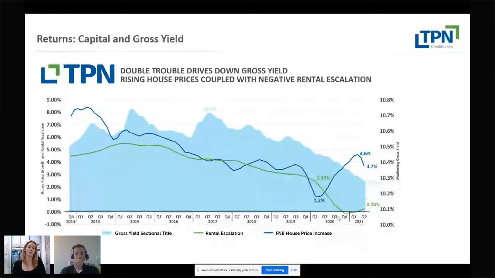So what I've done here in this particular graph is I've taken your sectional title yields nationally, and you can see that they were 10.7%, and there's been a slow deterioration to 10.3%. Now, I know the graph looks a lot worse. But that's a 0.4% decrease.